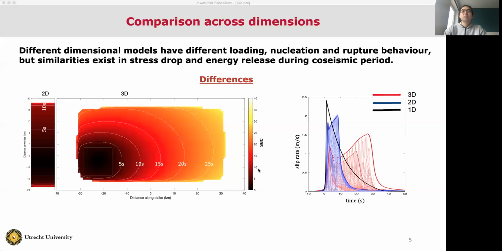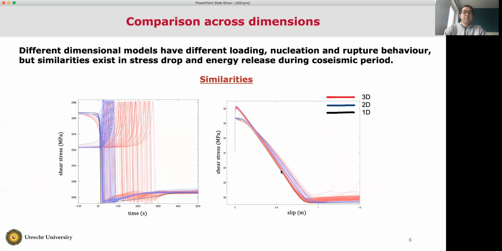But although they are so different in these different phases, we also find some similarities among them. So this is related to the stress drop and the energy release. On the left, you see this stress profile with respect to time, and you have the colors from black, blue to red, from 1D, 2D to 3D. And you can see that these different curves are quite similar. They overlap quite well in terms of stress drop.